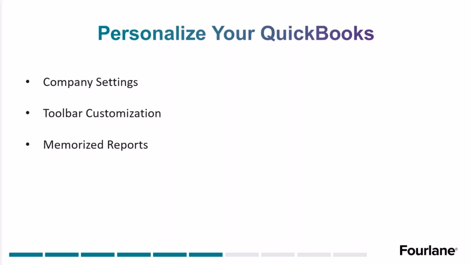So making sure the company settings are set for your personal usage, changing that view and updating the toolbar, as well as memorizing any reports that you're going to be running regularly. The memorization part is key to help ensure we're not having to constantly apply those filters and ask QuickBooks to run reports with those specific data terms.